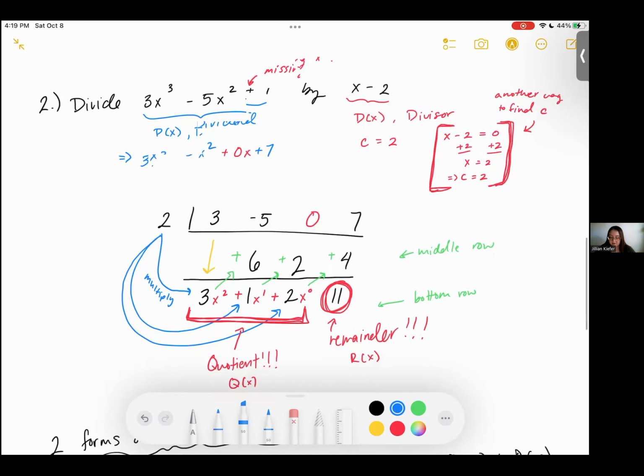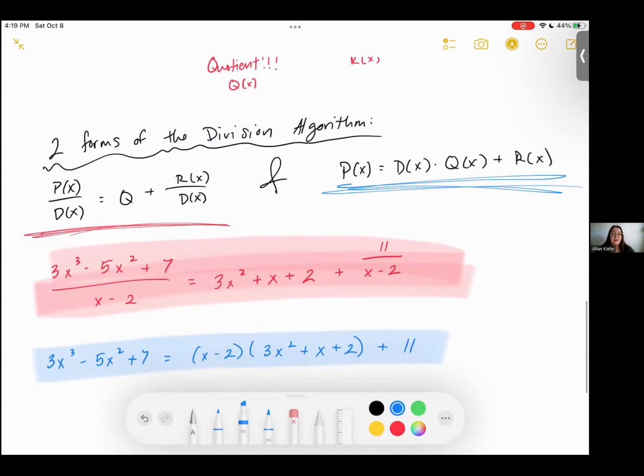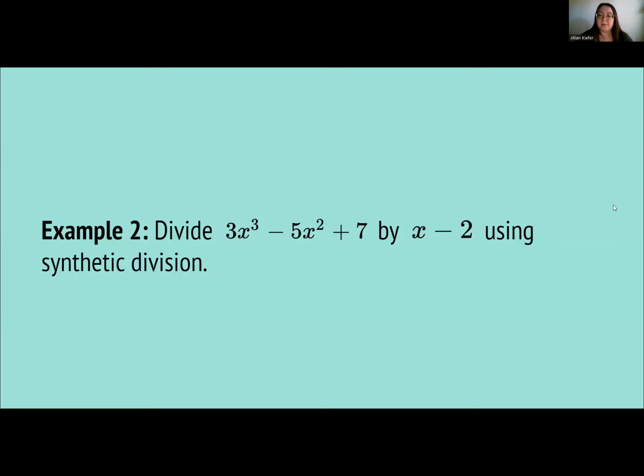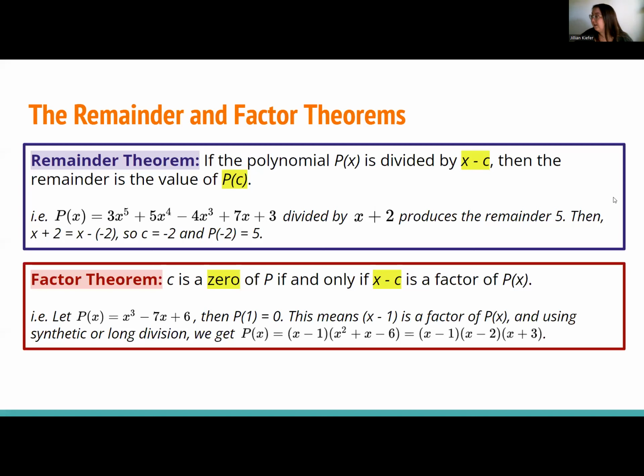So, all right, as a reminder, those were our answers there. And we're going to go ahead and go back to our lecture to continue on with the section. All right, so that was example 2. Moving on, we have some final theorems of our section that are going to help us out on a few specific types of problems. So we have the remainder and the factor theorems.